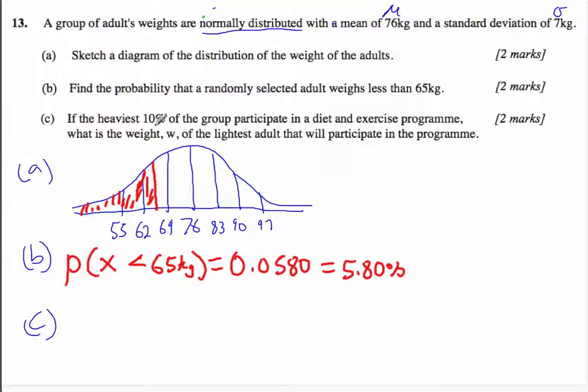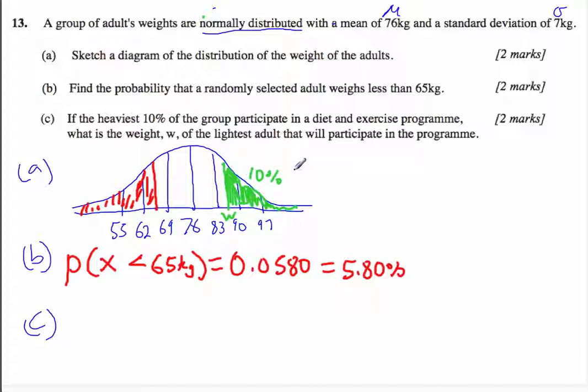So the heaviest 10% are over here, right? This is 0.15%. This is all together here, 2.5%. So the top 10%, or the heaviest 10%, are going to be like this group. And this is W right here. We need to find W in order to find the weight of that person. Okay? So we find this W, and then 10% is going to be greater than W, right?